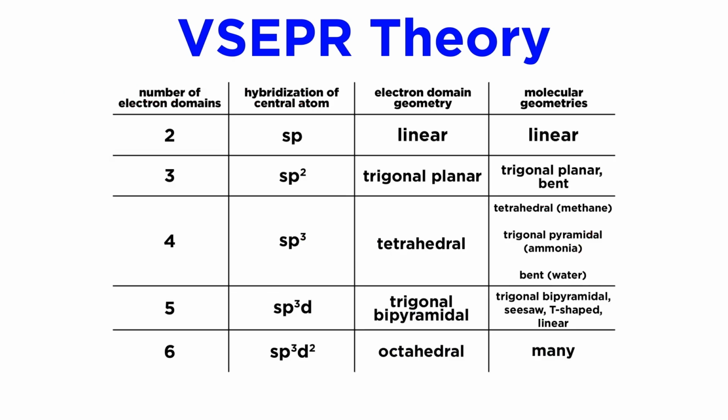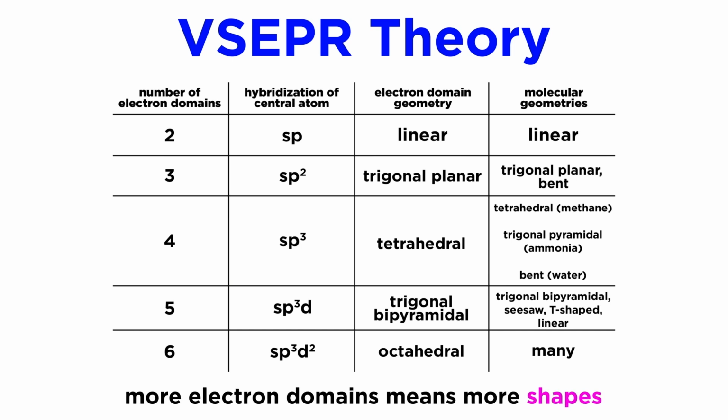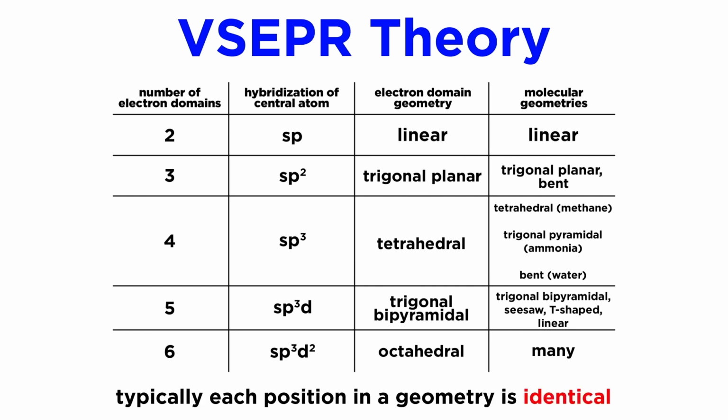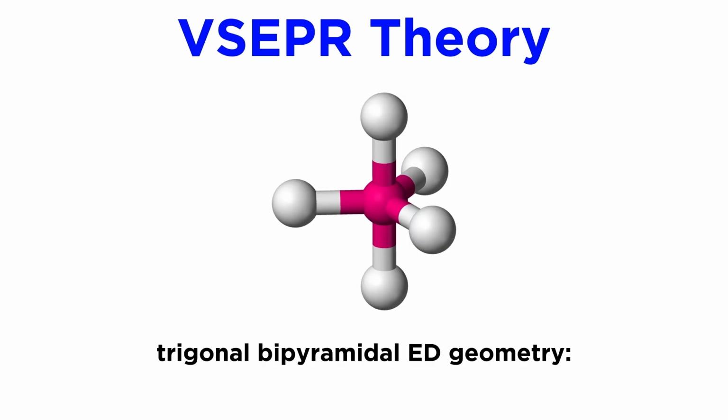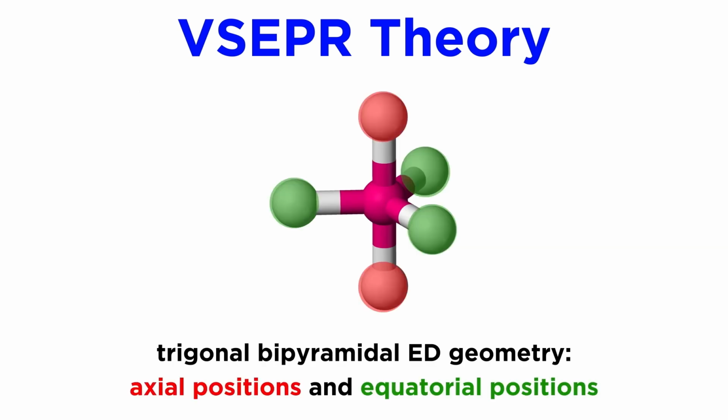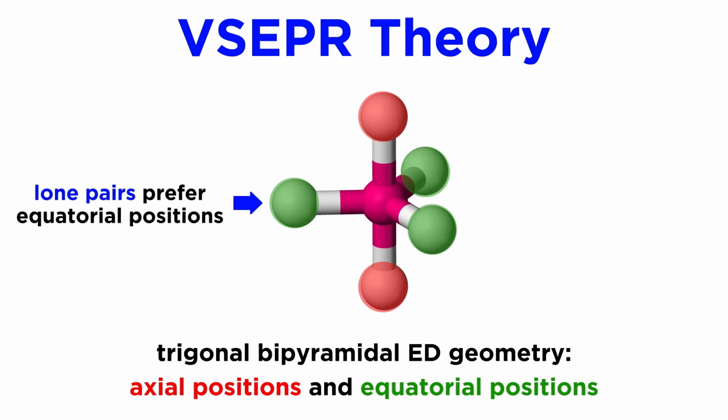This table will show us all of the molecular structures that are possible within a particular electron pair geometry as we successively replace atoms with lone pairs. The more electron domains there are, the more possible molecular structures there are, because there are more combinations of atoms and lone pairs possible. We should also note that for most geometries, each position is identical, but for trigonal bipyramidal compounds, there will be axial and equatorial positions that are not the same, given the combination of 90-degree and 120-degree bond angles, sort of like a trigonal planar geometry and linear geometry combined. In this particular geometry, lone pairs will tend to occupy equatorial positions.